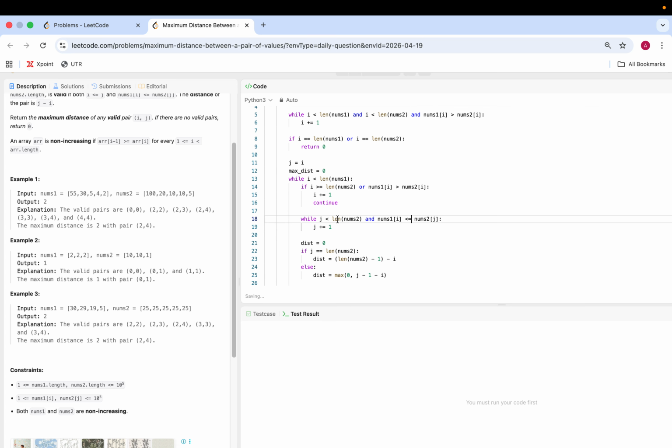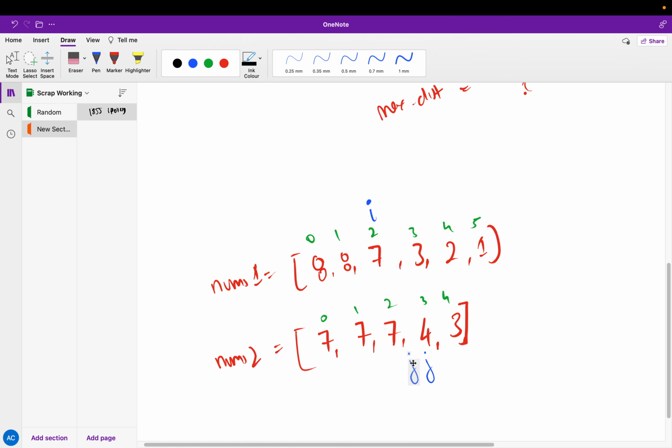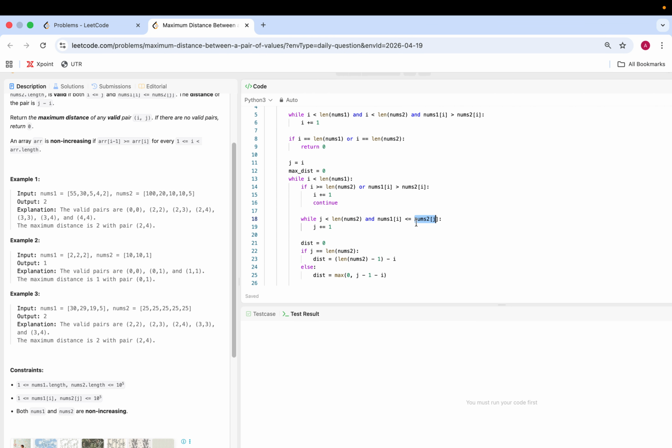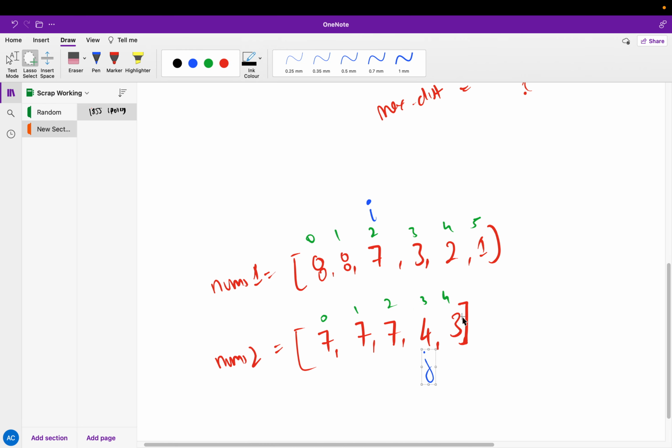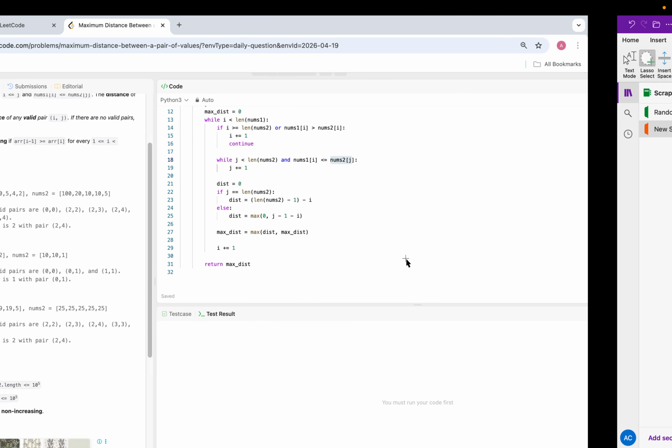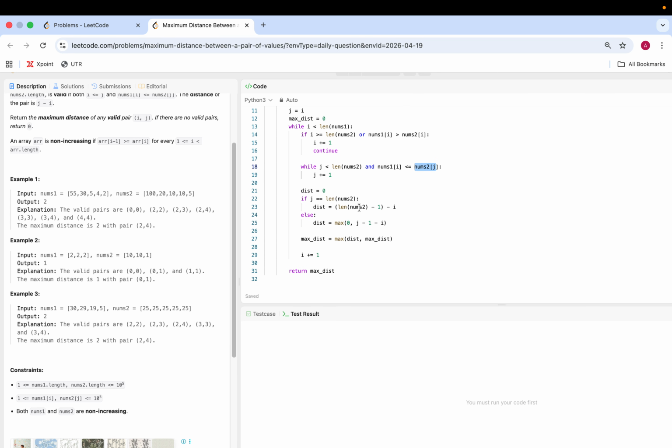While j is a valid index, and nums1 at I is smaller than or equal to nums2 at j. So if it was here, it would say, yeah, that's fine, and then we'll move on to here, and we'll say, hang on, nums2 is now smaller than nums1, so we need to break out. Distance is equal to 0, just to make the variable. If j is equal to the length, if j got down to here, that tells us that the previous value was still bigger than the current value of I. So yeah, I think that's fine.